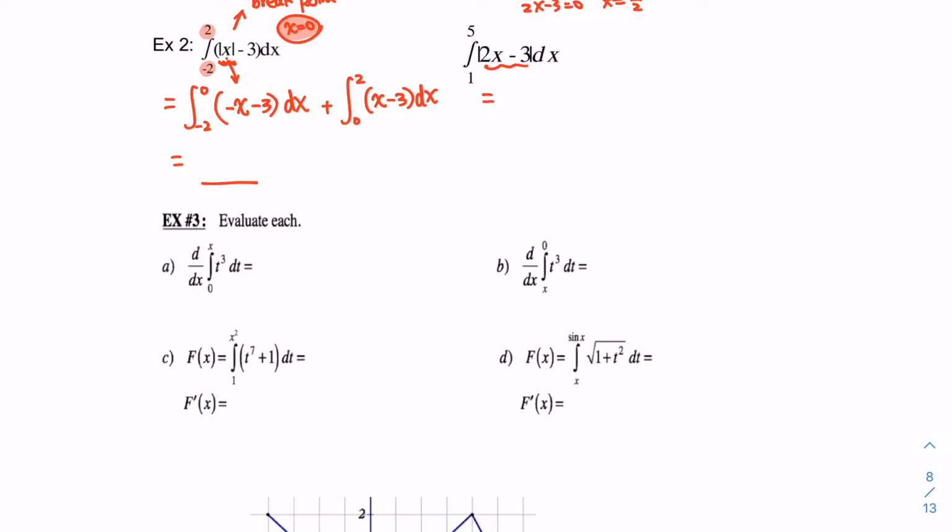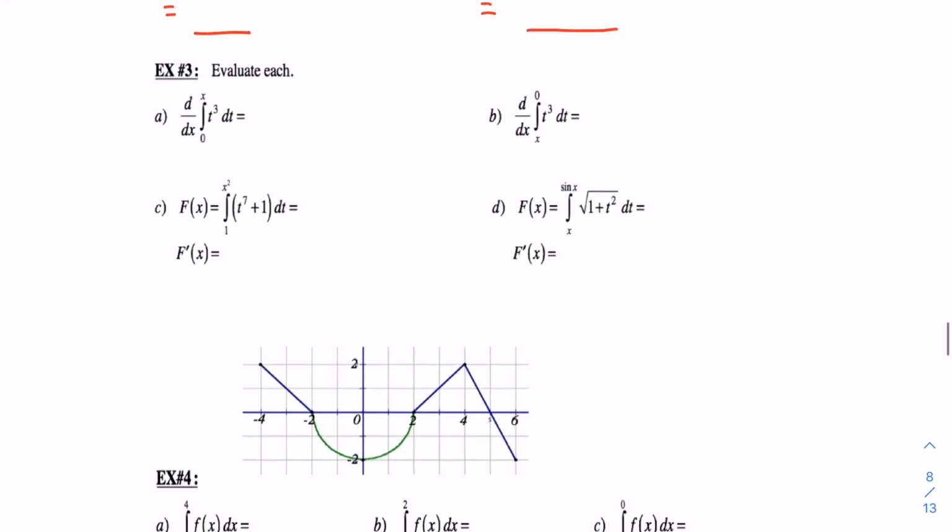So similarly, for this one, because 3 over 2 is 1.5, it's between 1 and 5, we have to split this into 2 intervals here. So when x is less than 3 over 2, 2x minus 3 will be negative. So when we get rid of the absolute value sign, we have to add a negative in front. And when it's positive, it will be itself. Then we can evaluate each.